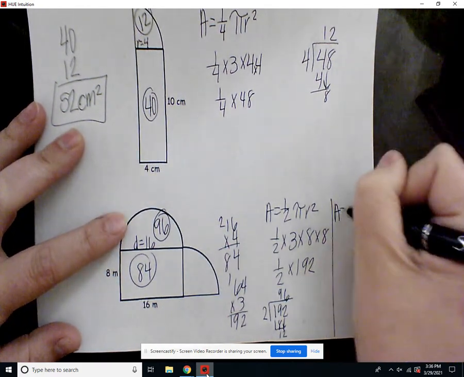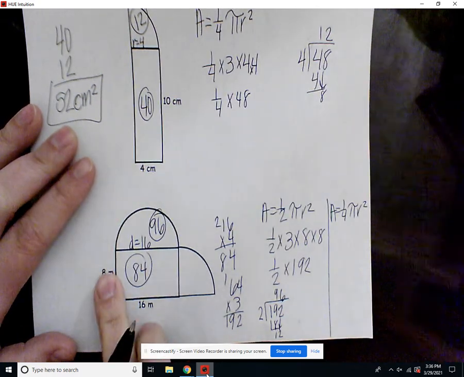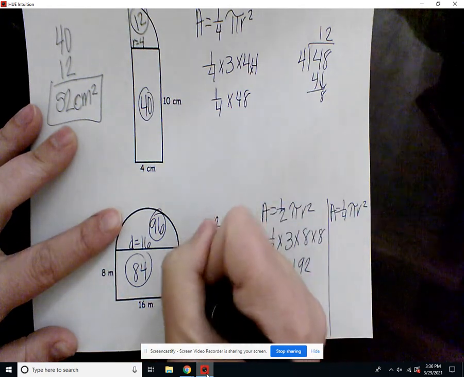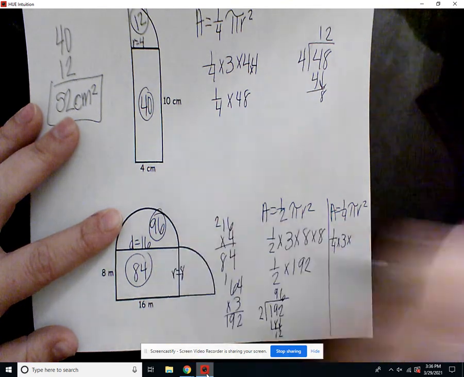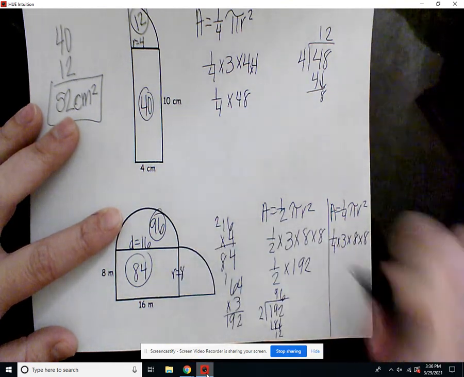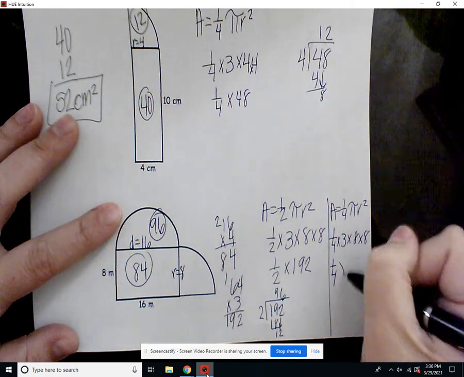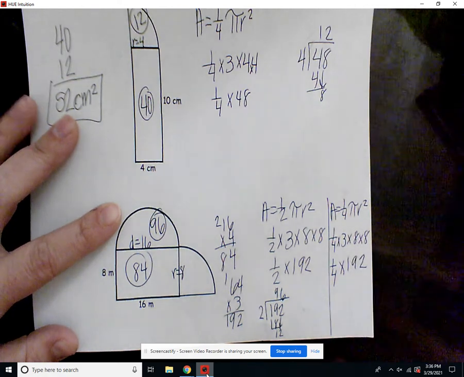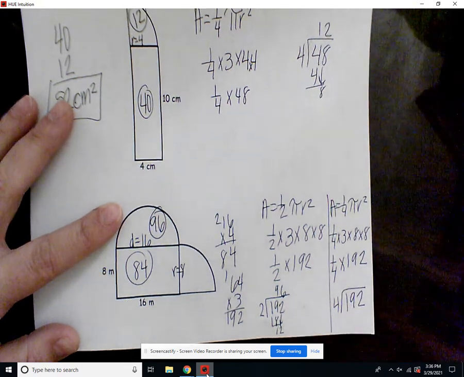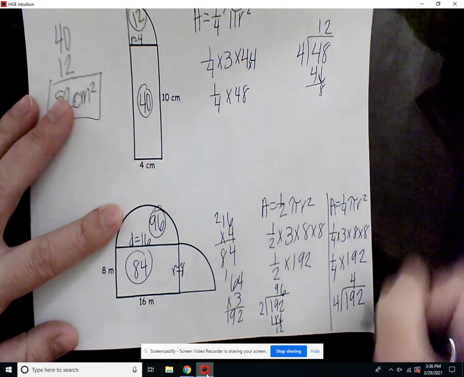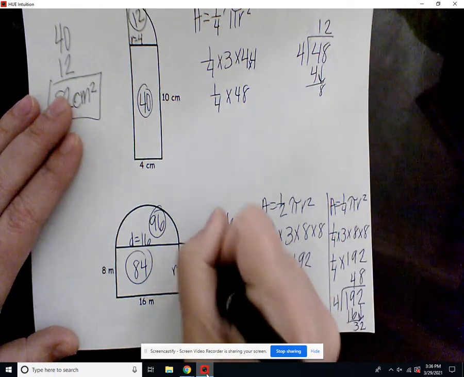Okay, then we're going to do our quarter circle. So again, a quarter circle, we put a 4th, pi r squared. So there's 8. If the left side's 8, the right side's 8. So pi is 3. 8 is a radius. So we're going to write that down 2 times. So we just did all the math for this. 8 times 8 is 64, times 3 is 192. And then a fourth means divide it by 4. So we're going to divide 4 into 192. 4 goes into 19 4 times. And then 4 will go into 32 8 times, which is 48.